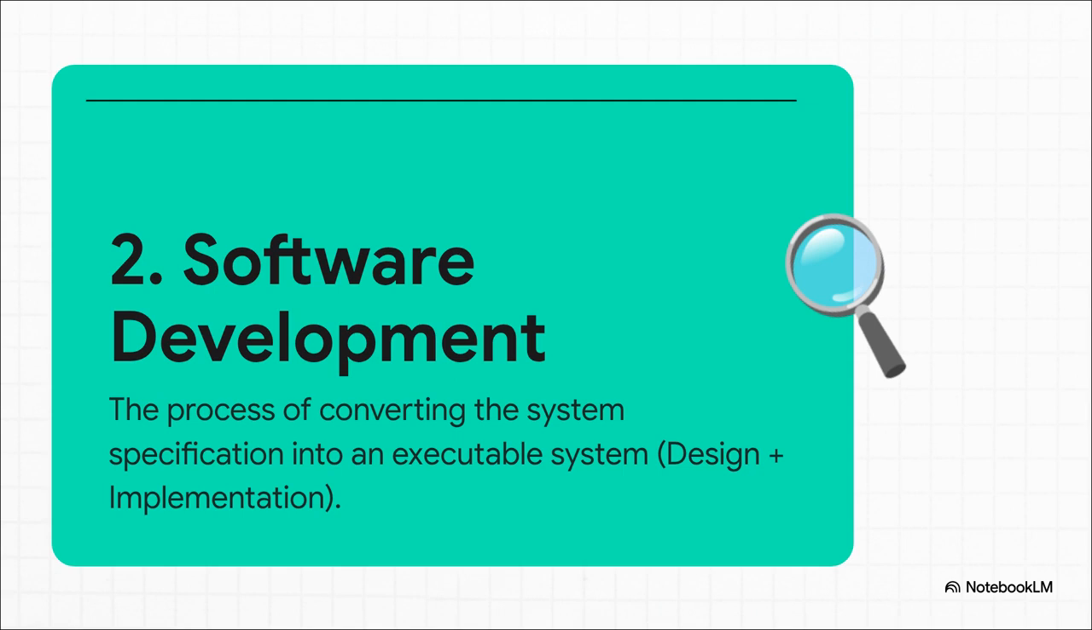Next, logically, is software development. This is the how phase. This is where you take that specification and turn it into a real working system. It involves both the high-level design and the nitty-gritty work of actually implementing it, writing the code.